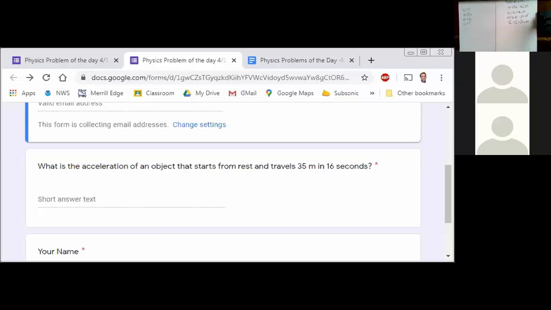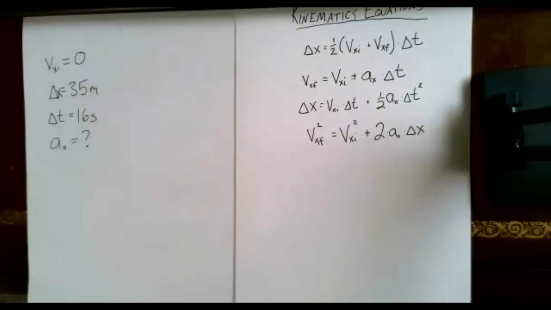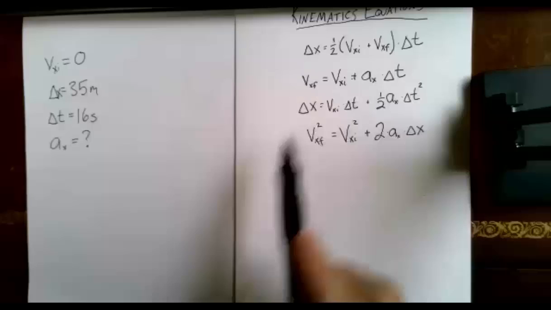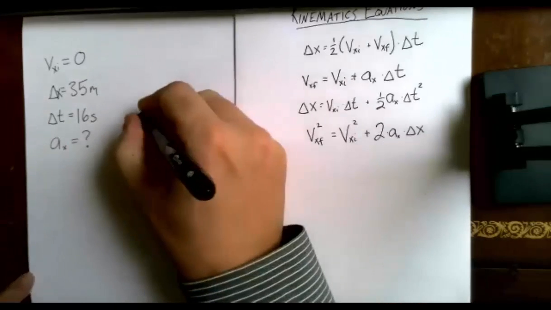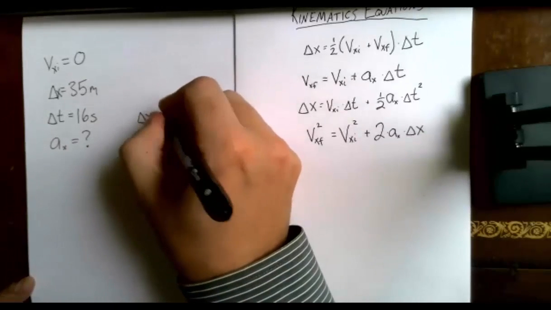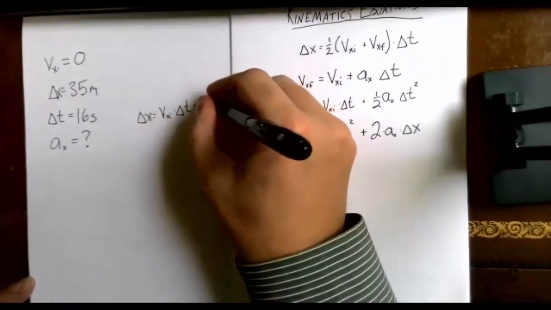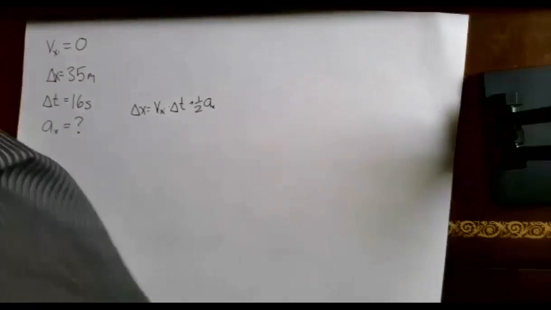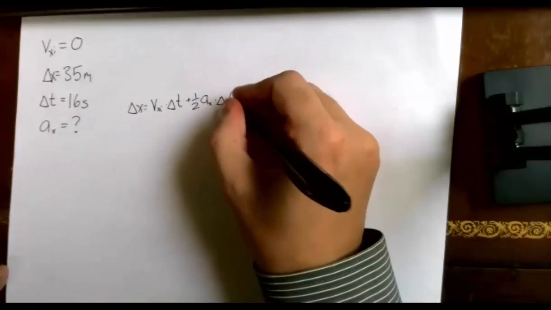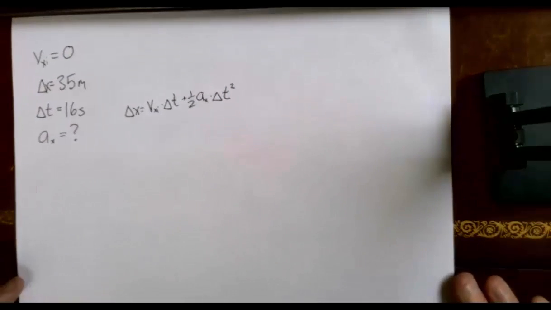So next step is to pick an equation to use, right? Which equation do I want to pick here if I have my initial velocity, delta x, delta t, and acceleration? The third one. Yeah, the third one, right? The third one has those quantities in it. Delta x equals Vxi times delta t plus 1/2 AX times delta t squared.